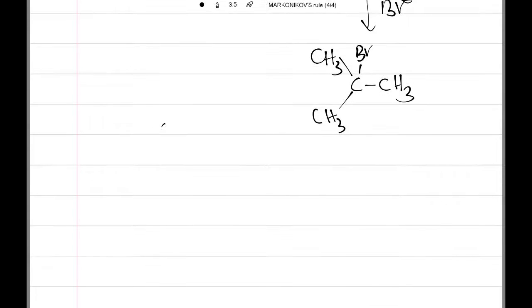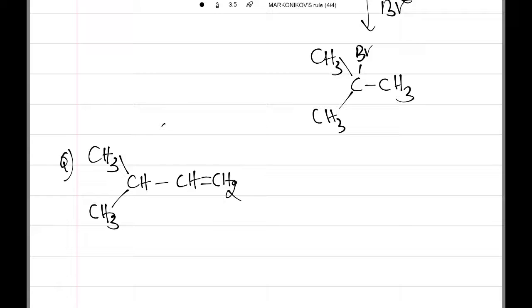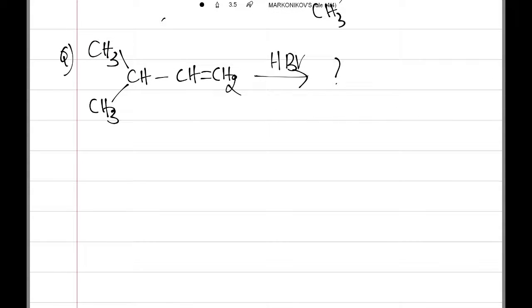Next, I am increasing the level of the question one by one. So please look at this question carefully. I am taking CH3 CH with CH3, next CH double bond CH2 as an example. If I react this with HBr, what is the product of the reaction? I will write the mechanism of this reaction first. CH3 single bond CH double bond CH2.